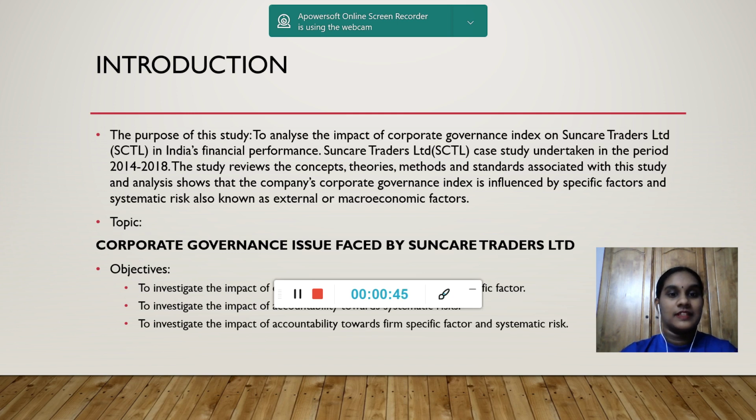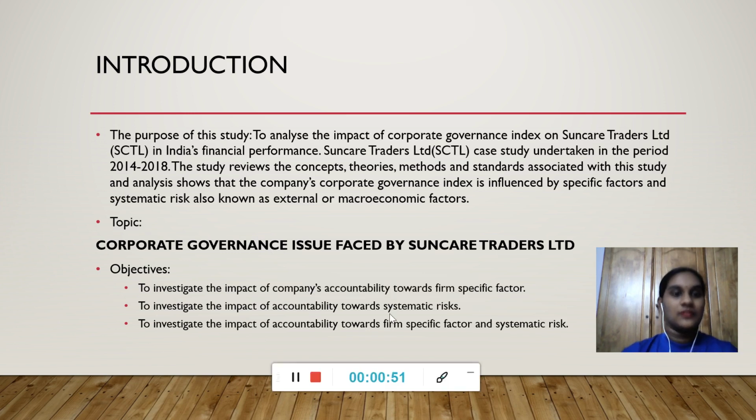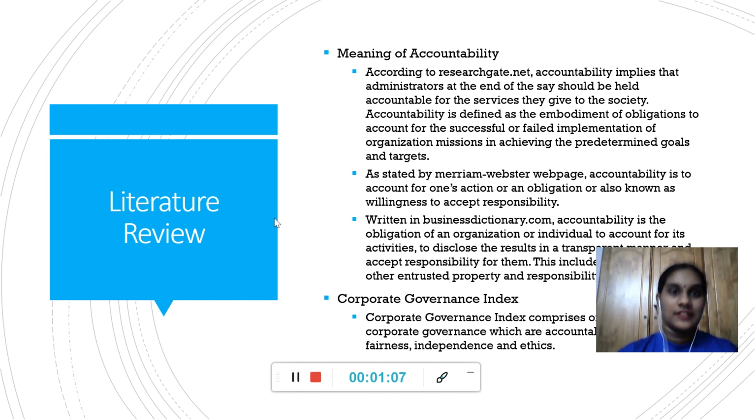So the corporate governance index main issue faced is accountability. The main issue here is to investigate the impact of companies' accountability towards the firm specific factor, to investigate the impact of accountability towards systematic risk, and to investigate the accountability towards firm specific factor and systematic risk. So next, moving on to the literature review.